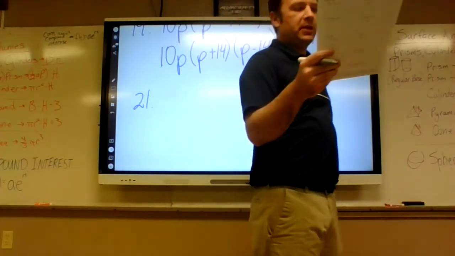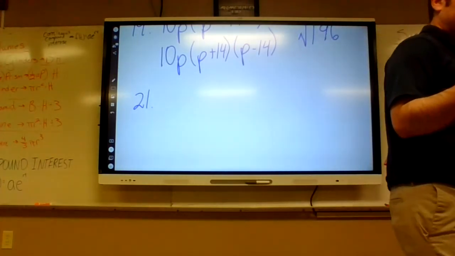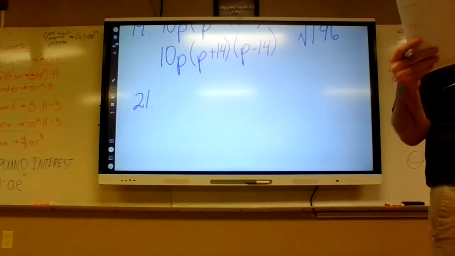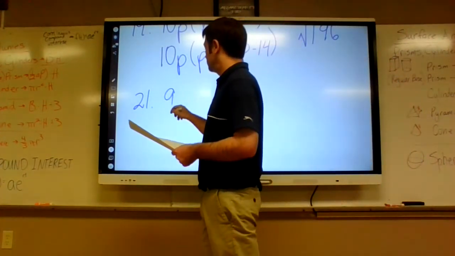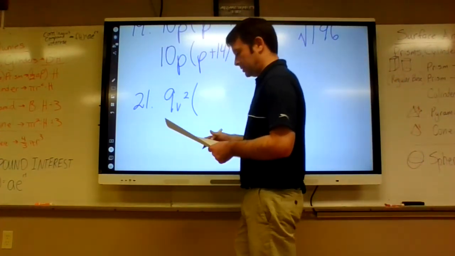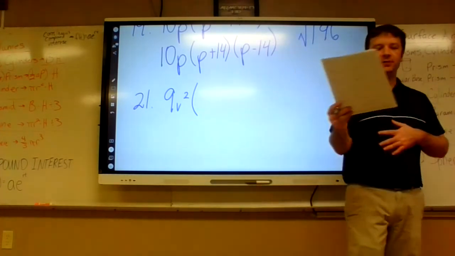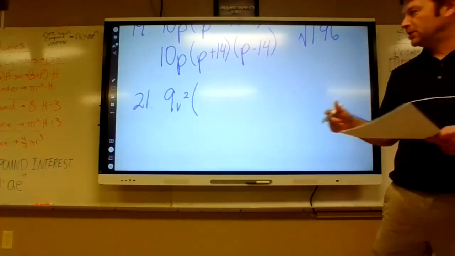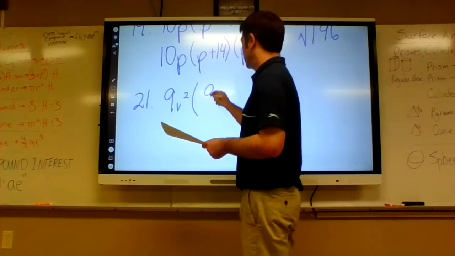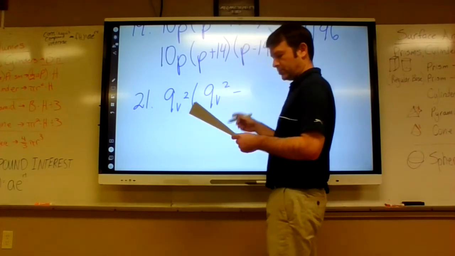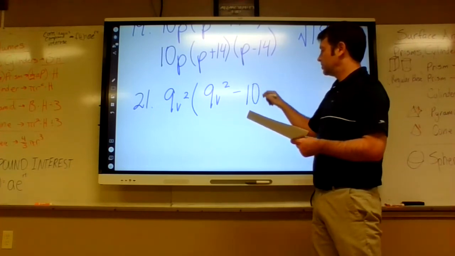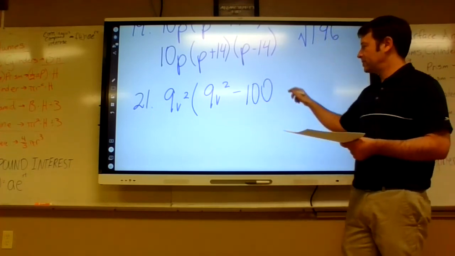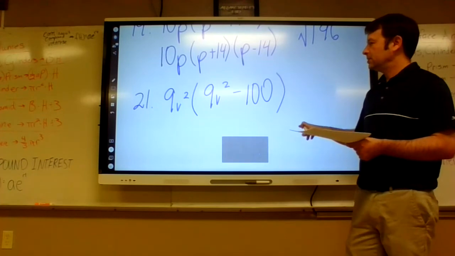21. Can I take anything out of those two? 9. Anything else? V squared. What's left if I take a 9v squared out of the first term? 9v squared, minus, what's 900 divided by 9? 100. V squared divided by v squared cancels out, so that's gone.